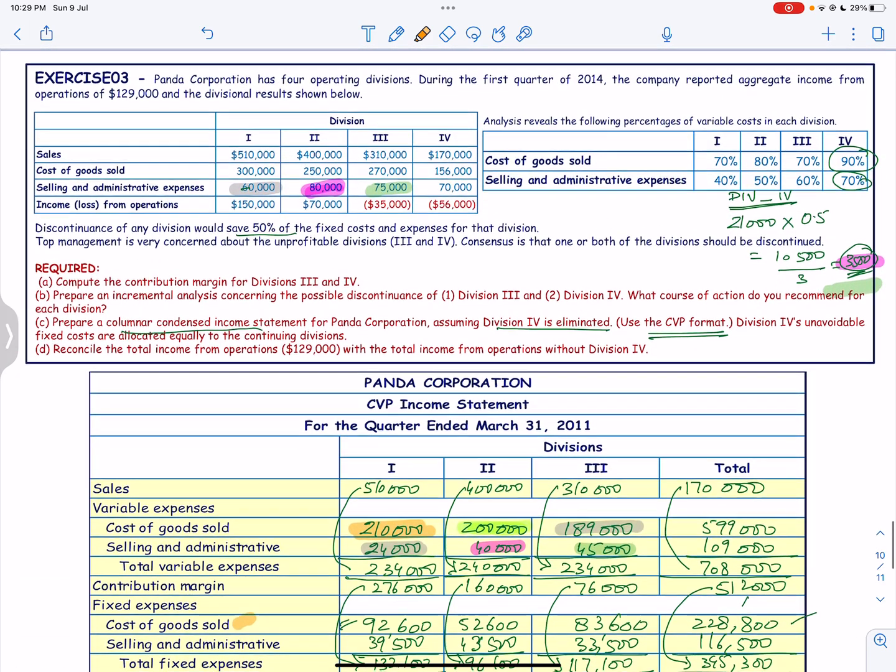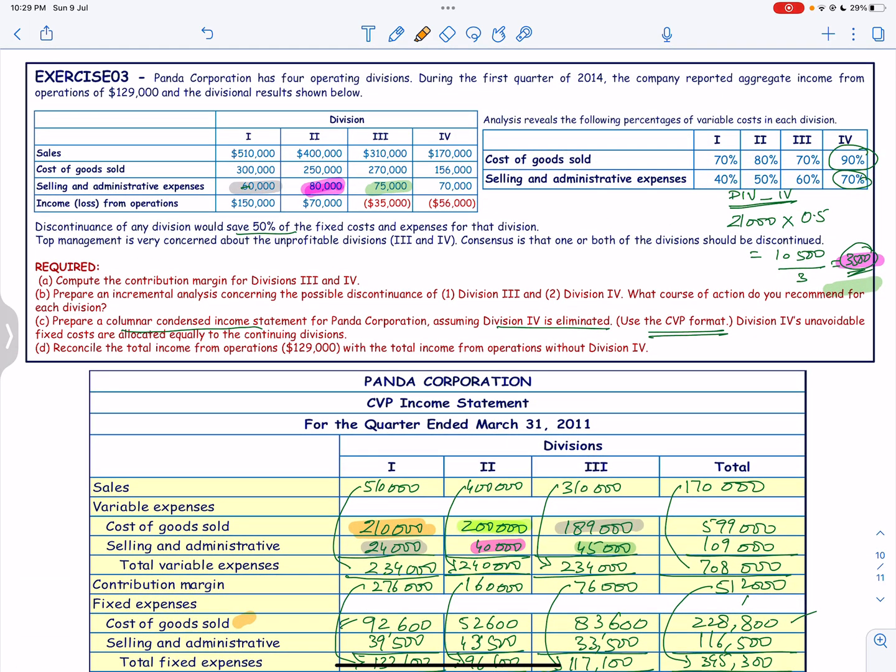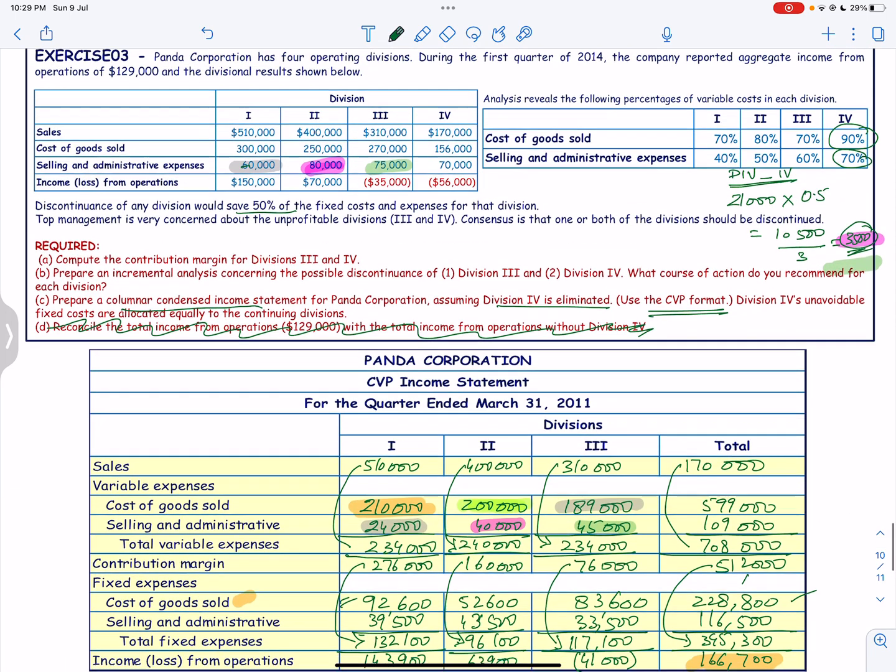Okay, so I have not prepared a template for part D, so I'm sorry for that, and with this I will complete this video. And in this video we have learned about how to use incremental analysis concerning elimination of division and divisions.